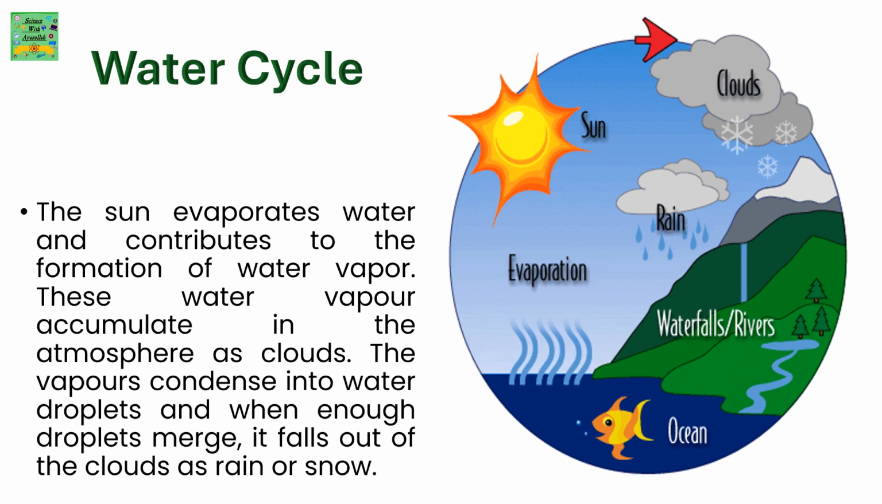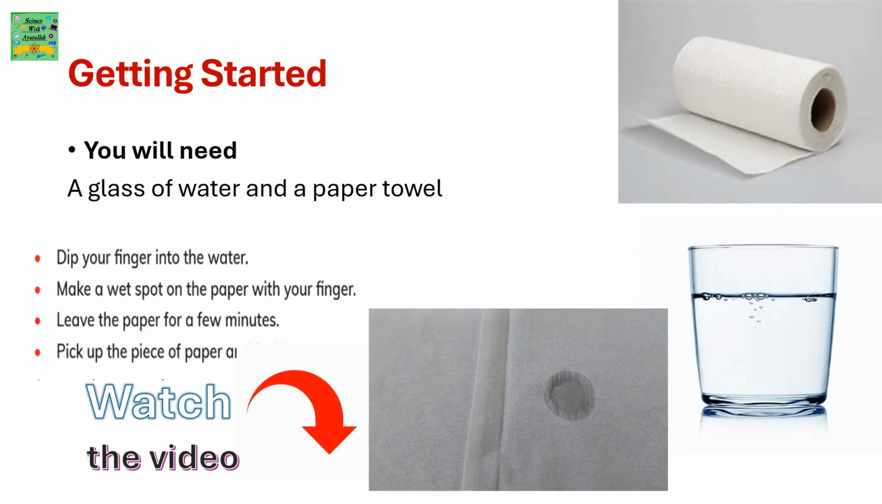The sun evaporates water and contributes to the formation of water vapor. These water vapors accumulate in the atmosphere as clouds. The vapors condense into water droplets, and when enough droplets come together, it falls out of the clouds as rain or snow.